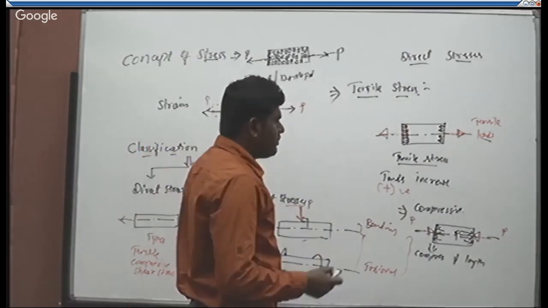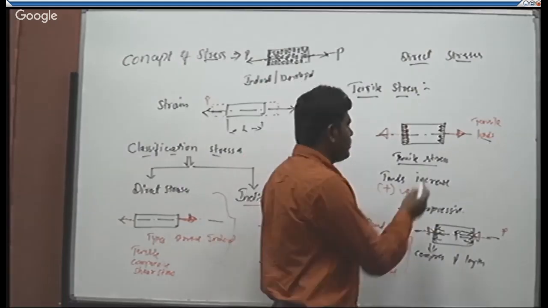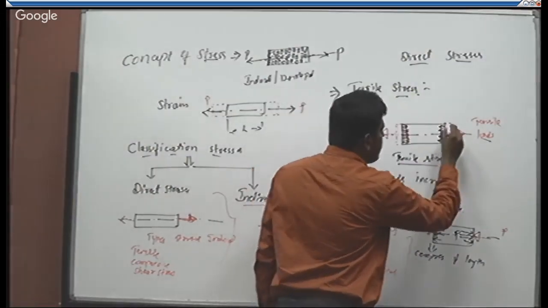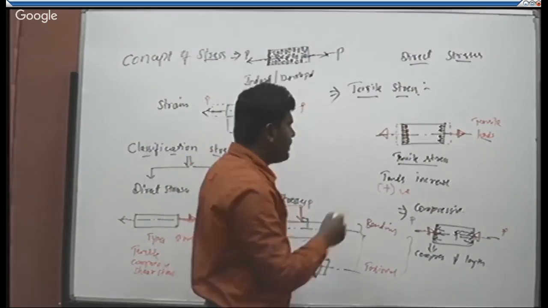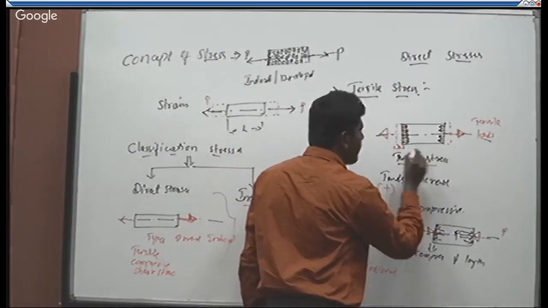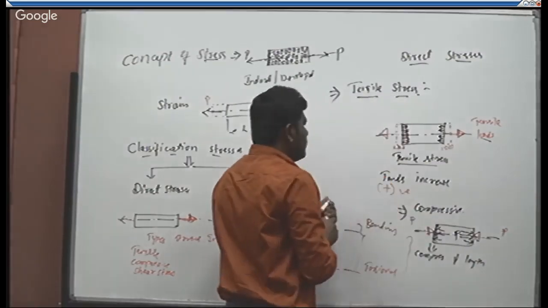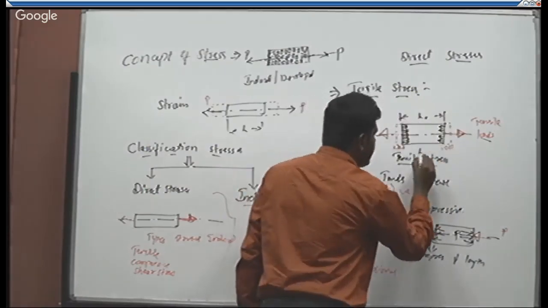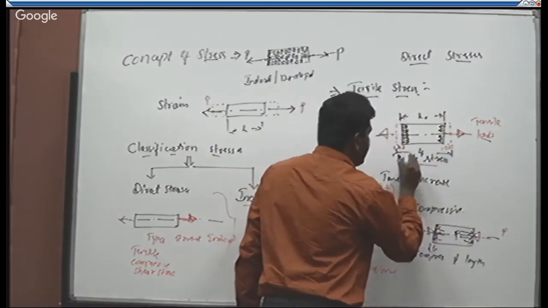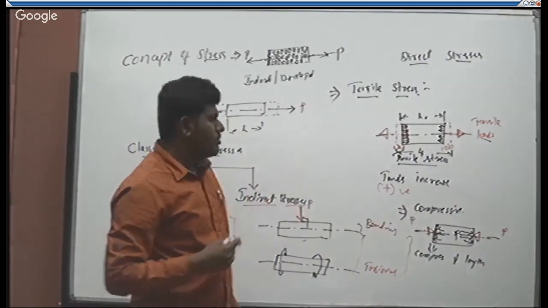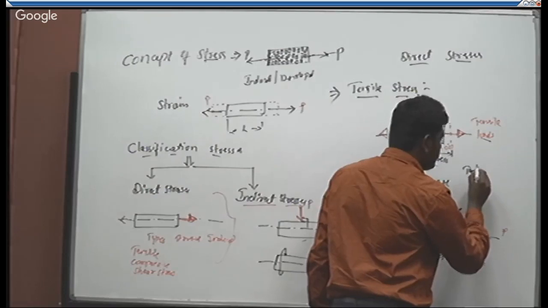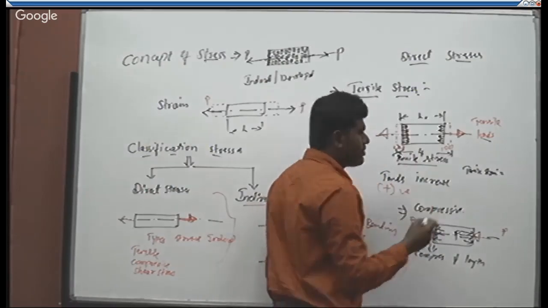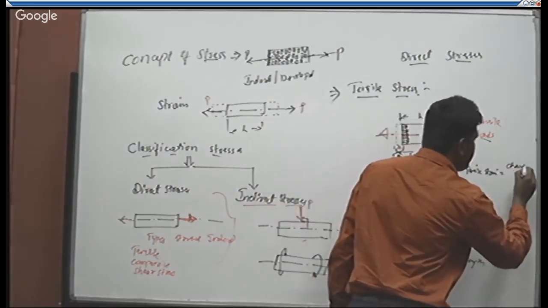Then we can observe in both cases the corresponding strains. In the case of tensile stress, the bar undergoes a change in length by extending its length, which we'll call delta L. When we take this length of the bar, this is the original length before it was loaded, and this is the final length after it was extended due to the action of loads. So coming to the tensile strain, this is the change of length due to the action of external load to the original length before it was loaded.